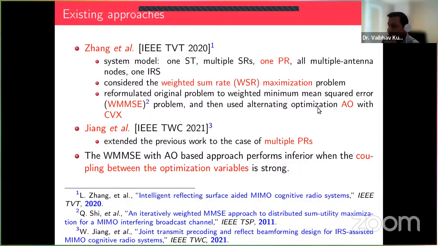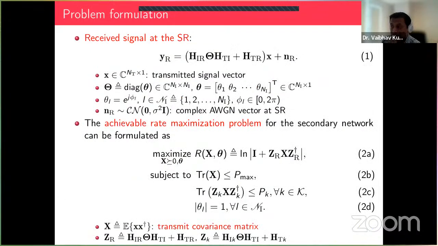Again, they convert that WSR problem to WMMSE, use the AO, and then use the CVX. We will see in detail how they do this. But what we see is that their performance is bad when the coupling between these optimization variables X and theta is strong. And what I mean by strong is this: normally, we try to solve a MIMO rate maximization problem when we don't have an IRS or anything. Suppose we don't have spectrum sharing either, so it's a licensed point-to-point MIMO rate maximization problem.